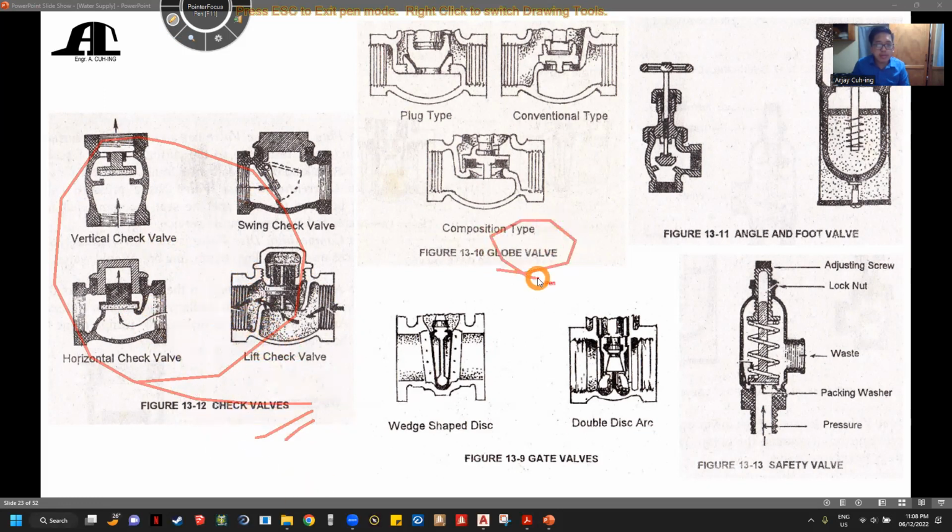Okay, tapos globe valve again for change of direction. Angle and foot, refer to the definition prior to this page. Okay, gate valve, yun lang. Ang use nyo lang is to readily close or open the flow of water. Safety valve, pang heavy duty in terms of pressure, no? So, titignan nyo, may suspension pa siya, parang ganyan. So, kahit gaano kalakas yung pressure natin, in a way, kaya niyang stop yung tubig.